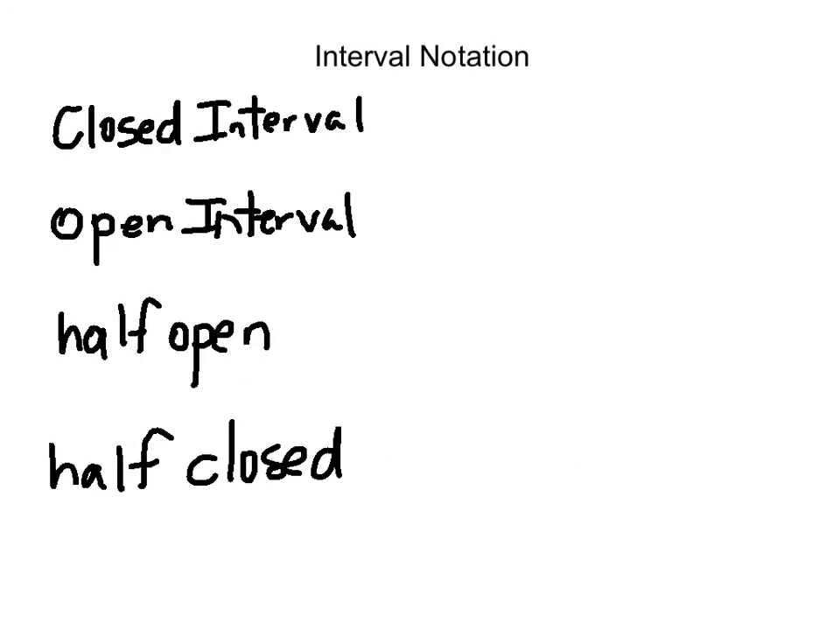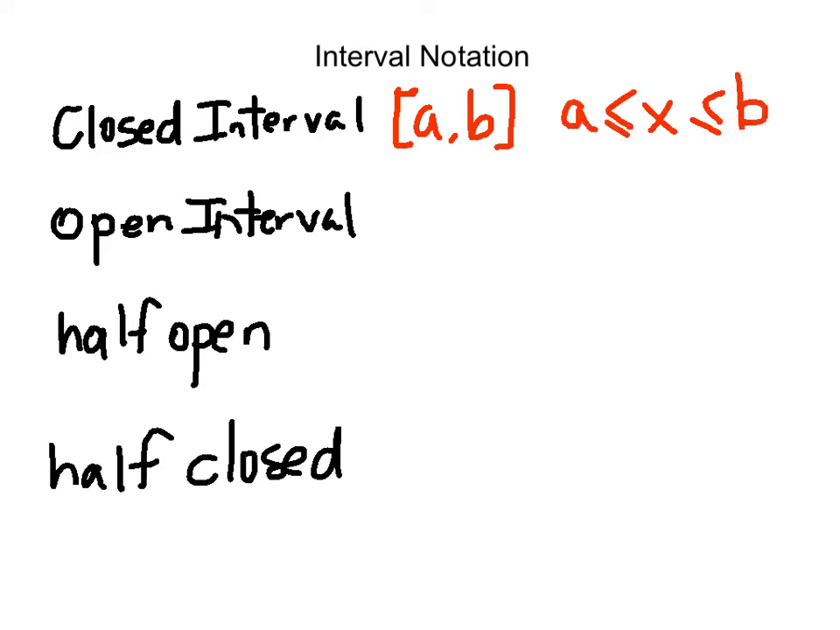Lastly tonight we're going to look at interval notation. First is the closed interval. A closed interval has brackets, and this means that it includes every real number between a and b, also including a and b, which is why we use the bracket. The open interval uses parentheses. Also, this is every number in between a and b, except this time a and b are not included.